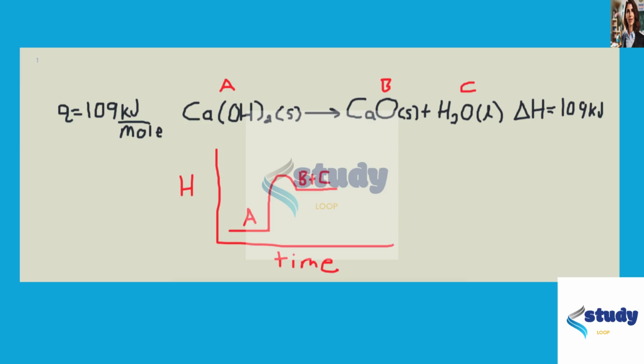Now you can know what the delta H is by just subtracting the energy level here minus the energy level here. Remember Hess's law: delta H for your reaction is equal to your final enthalpy minus your initial enthalpy. Okay, so it's going to be 109 kilojoules.